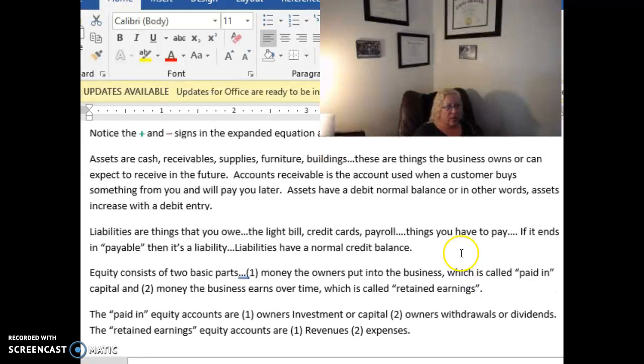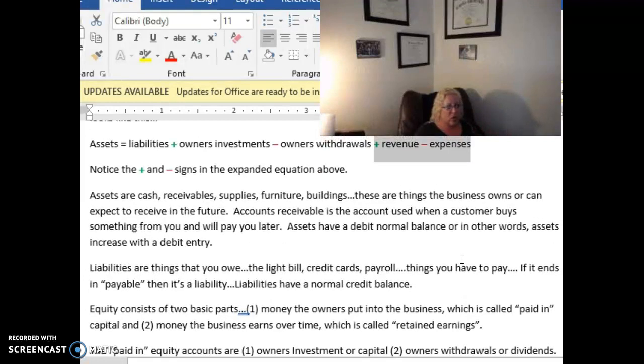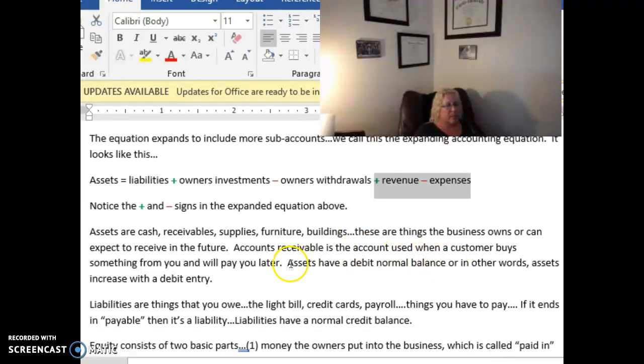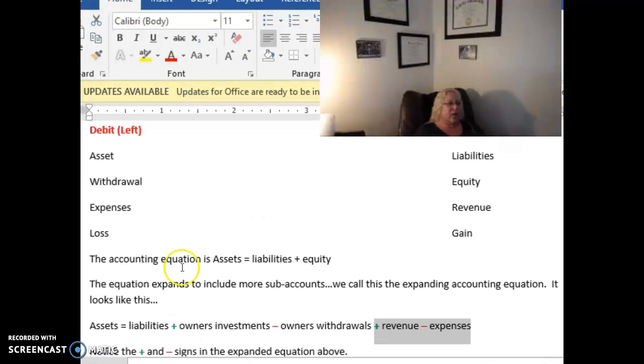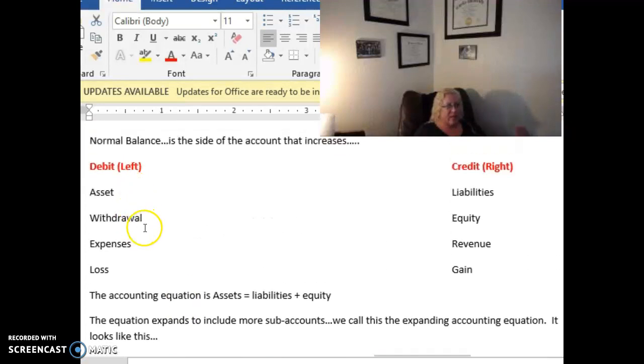Okay, and I think that pretty much is it on the cheat sheet. These are really important, basic concepts that are very important for you to learn. Learning the different types of assets, the different types of liabilities, the basic parts of equity, and learning the normal balances of all the different account types.